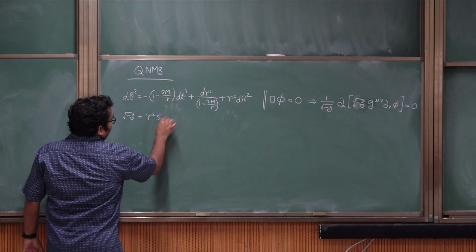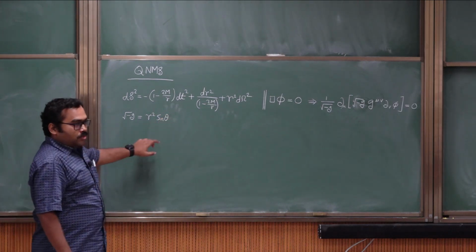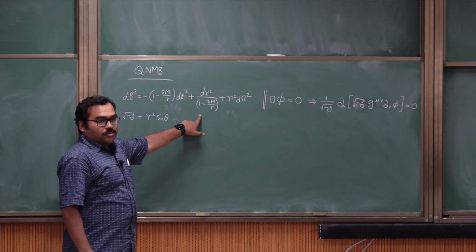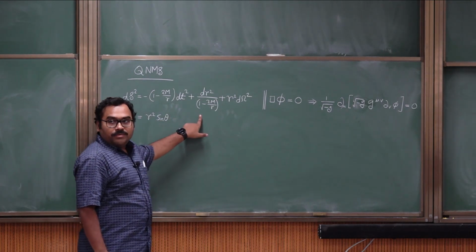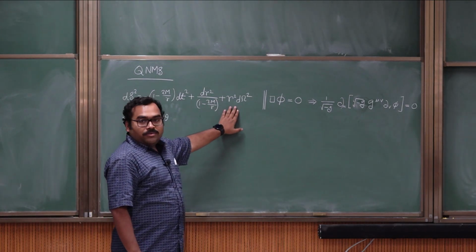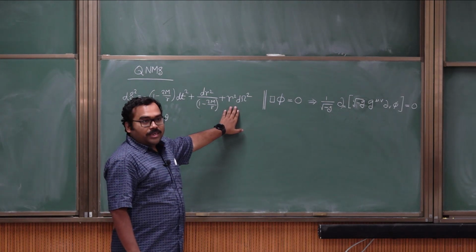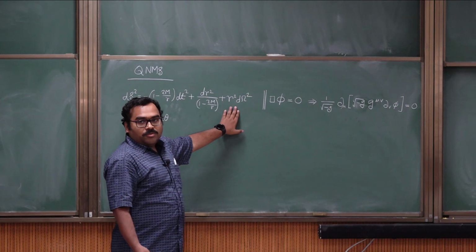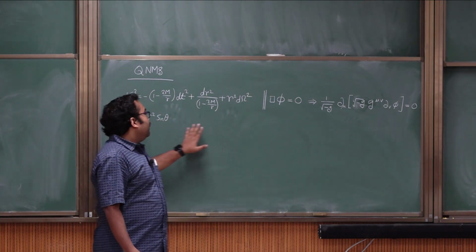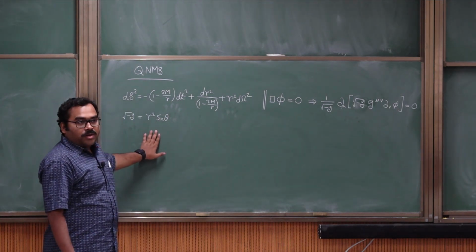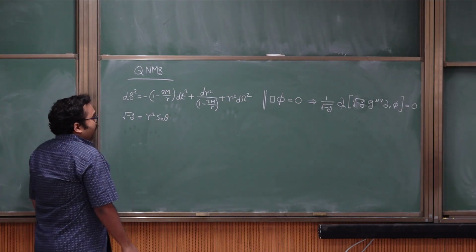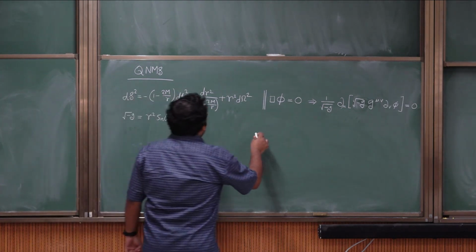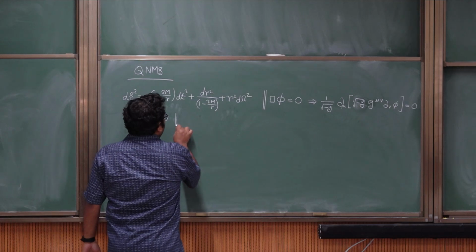It is r square sine theta, because when you do root minus g, these two terms are going to be multiplied with each other, giving you 1. Then from here you get r square from g theta theta and r square sine square theta from g phi phi, multiplying. You are taking the square root, which gives you r square sine theta. And so if you plug that back in, then what you get is the following.